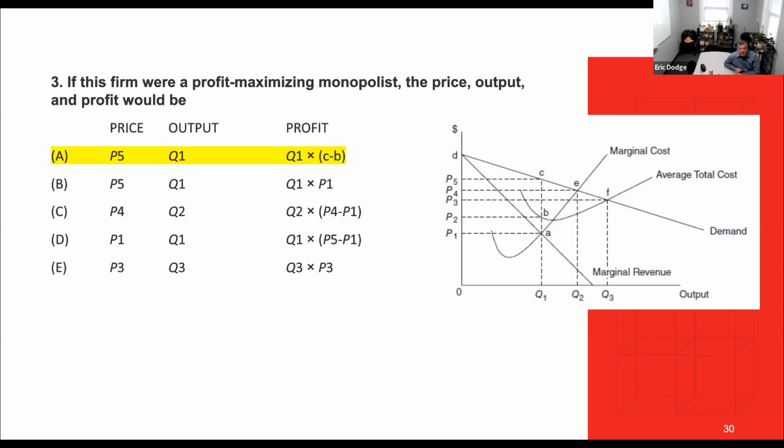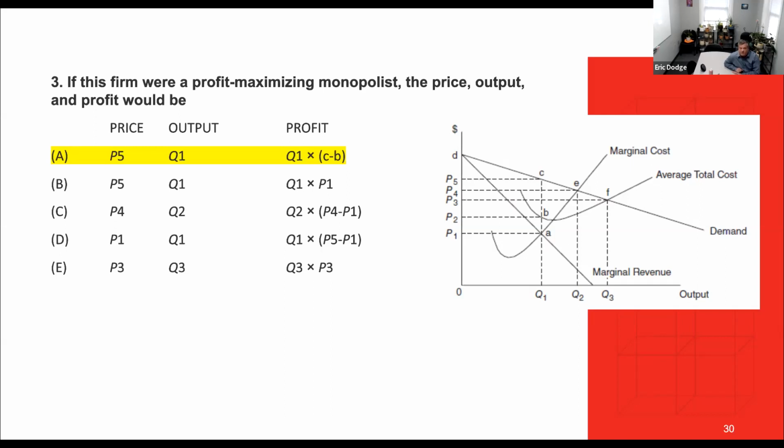The correct price is straight up above from the demand curve and over to the vertical axis. And that's what I call P5. So P5 and Q1 get you 2/3 of the way there. But both choices A and B have P5 and Q1. So we need to get profit correct.